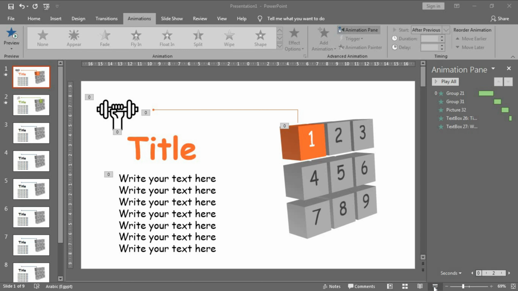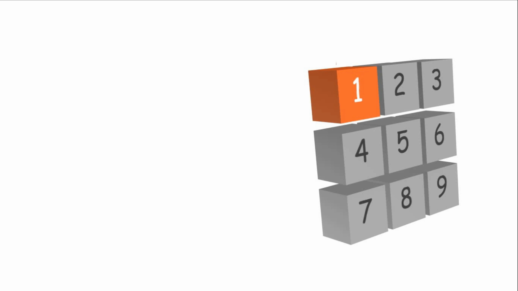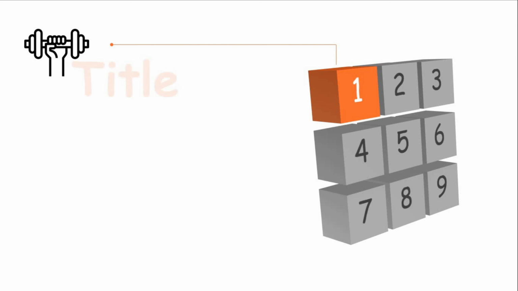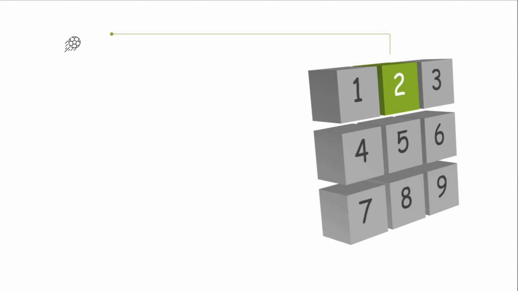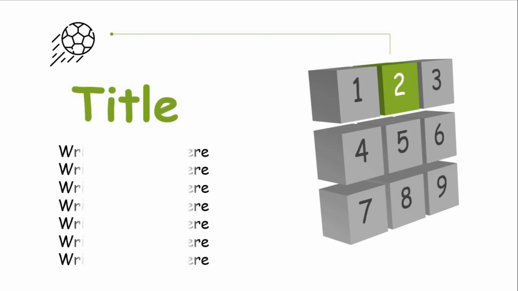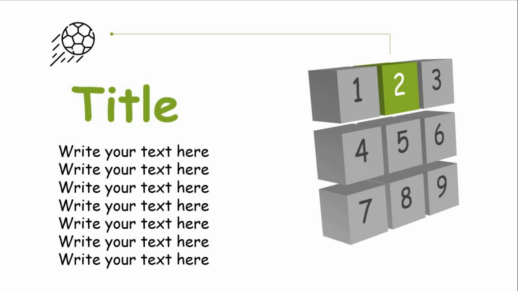Okay, let's click on preview. This is the cube, the arrow, icon, title and the word. And now when we click on the space or the downward arrow, it will appear in a continuous pattern. Okay, now I will make the same changes as I told you for the rest of the cubes, and I will choose a final preview.